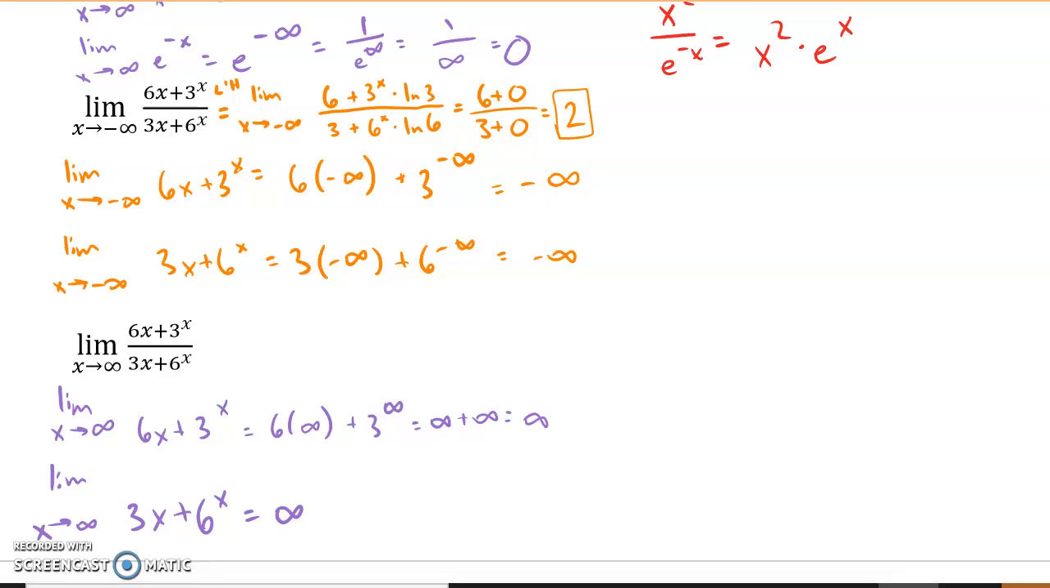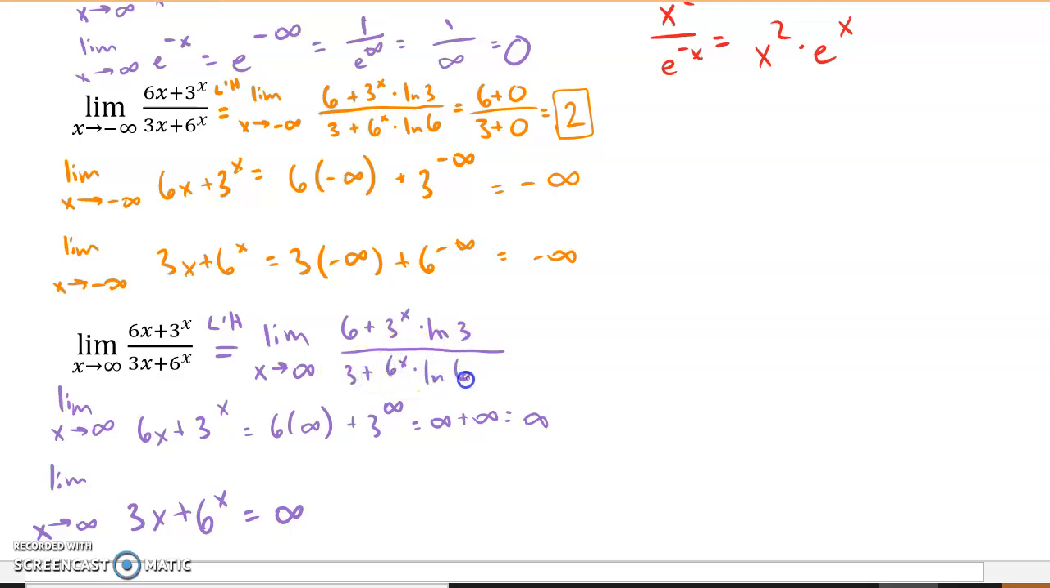All right, I think I recovered from that little OneNote glitch. All right, so this is infinity over infinity, which means L'Hopital. And when we take the derivative of the top and the bottom, I think we already did that in the last problem, so we'll just go ahead and rewrite the same fraction again. 6 plus 3 raised to the x times natural log of 3 over 3 plus 6 raised to the x times natural log of 6.